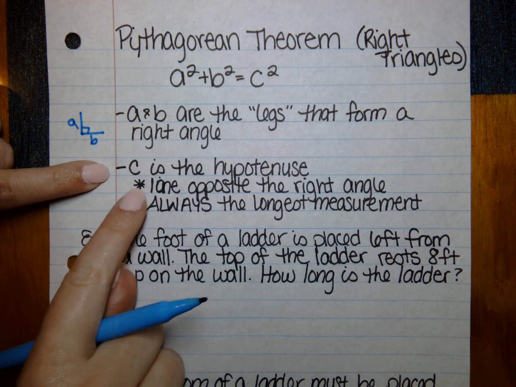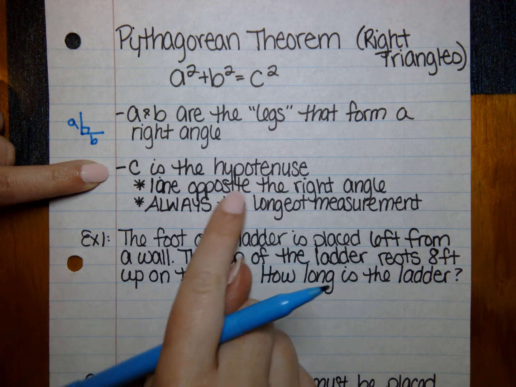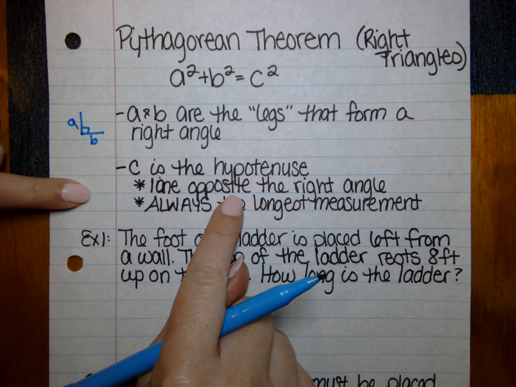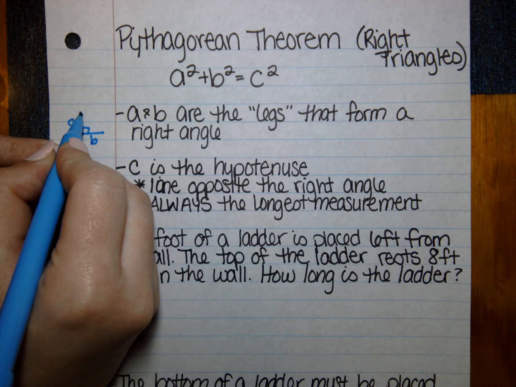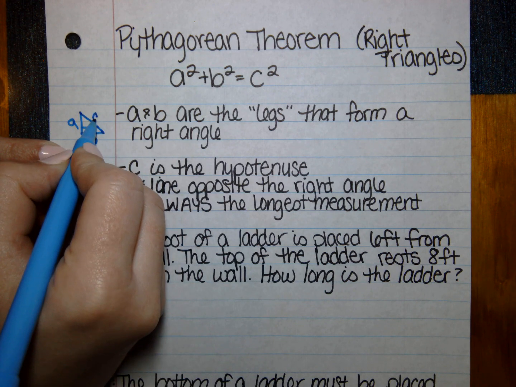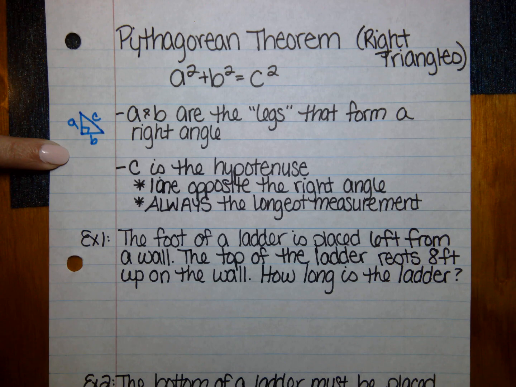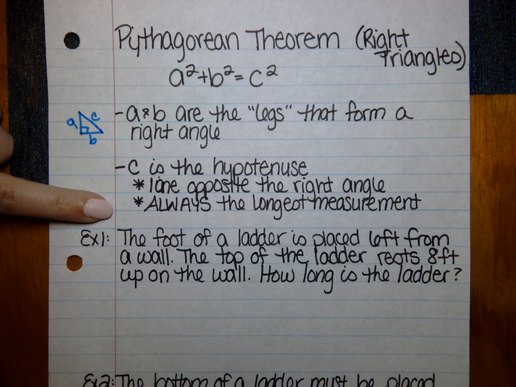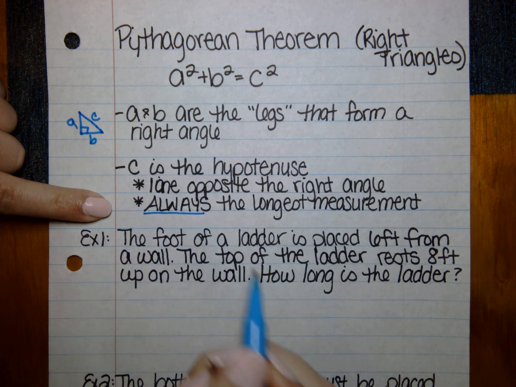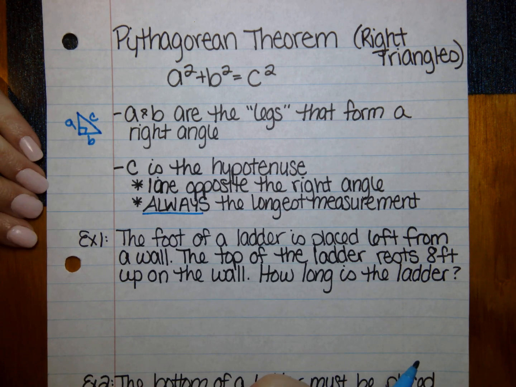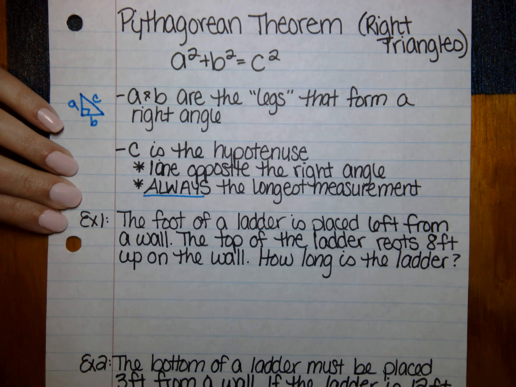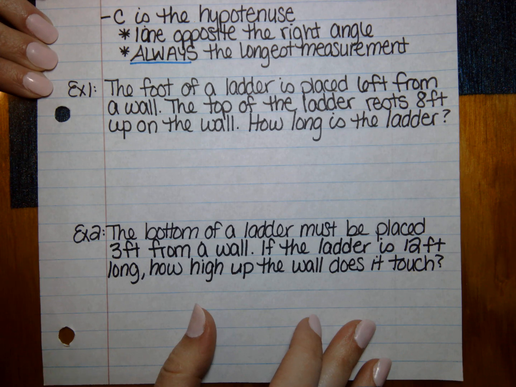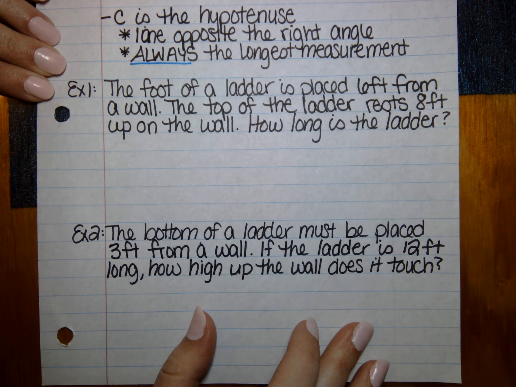C, however, is your hypotenuse, and it's going to be the line that is directly opposite that right angle. So if this is my right angle, if I connected those two endpoints, my C is going to be that diagonal. It is always going to be the longest measurement. That's something to remember. Hypotenuse is always going to be your longest measurement, whether it looks like the diagonal piece or not.